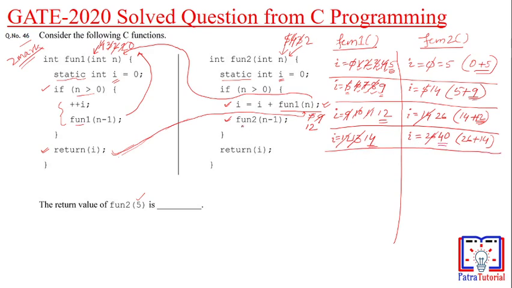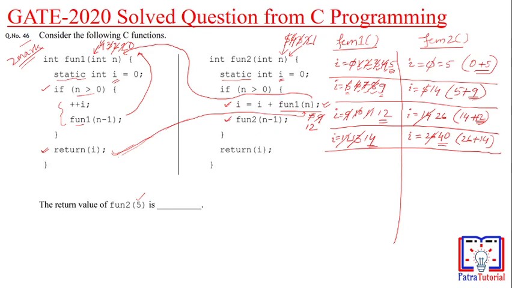Okay, now again this will call the same function 2 by passing n minus 1 as a parameter, right? So right now the value of n is 2. So n minus 1, 2 minus 1 equal to 1. So again it will call the same function by passing 1 as a parameter. Okay, again 1 is greater than 0, the condition is satisfied, get inside the if block and call the same function by passing 1 as a parameter.